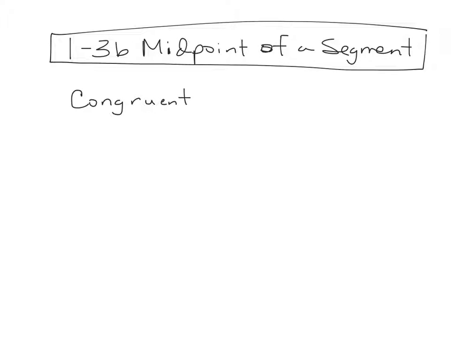So when we talk about congruent segments, first of all, who can tell me what a segment is? A part of a line, right? It has endpoints. It doesn't keep going. So a line keeps going. A segment does not. So if we're talking about congruent segments, congruent means equal in length.